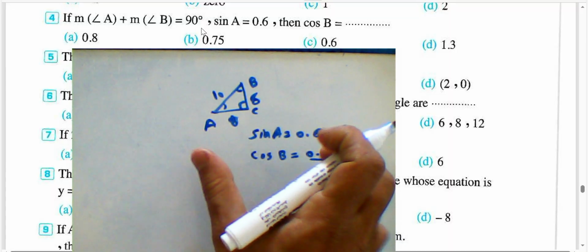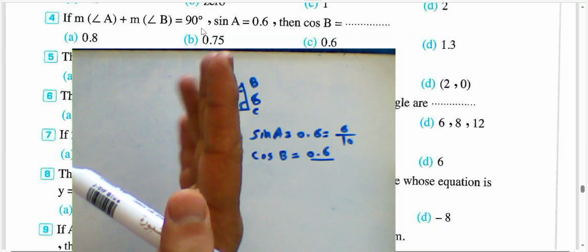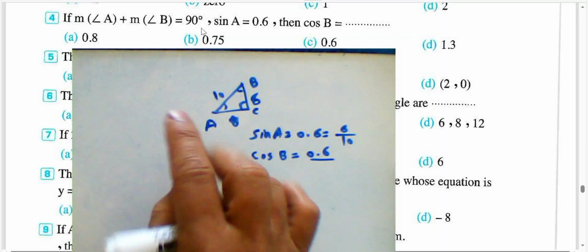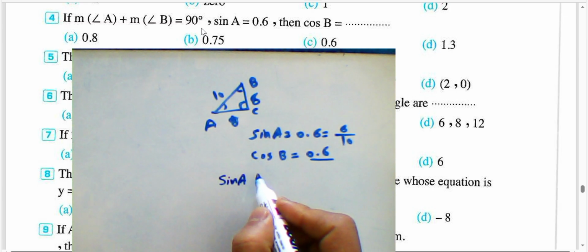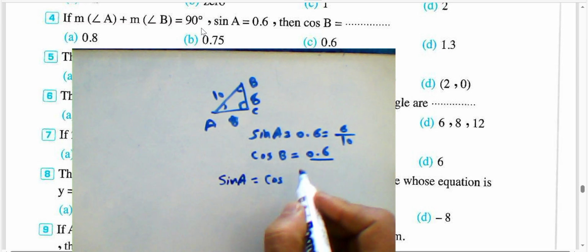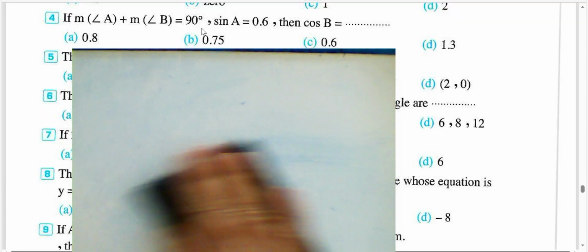So we don't need to draw this. If we have two complementary angles, the sum of them equals 90, you must know that sine angle A is equivalent to cosine angle B. They are equivalent because A and B are complementary, or cosine A equals sine B. So the answer here will be letter C. Next question.